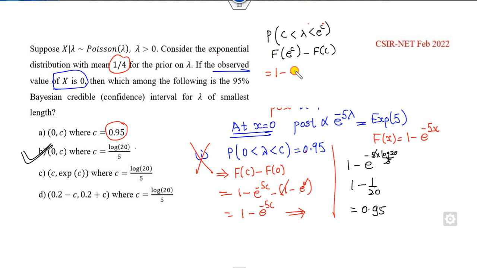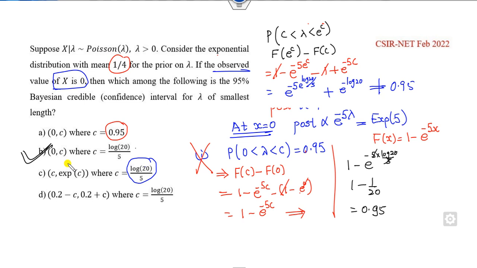I can write this as e raised to power minus 5 times (e raised to power c minus 1) plus e raised to power minus 5c. Fine. Now if c is equal to this, if I substitute here, it is e raised to power 5 e raised to power log 20 divided by 5 plus e raised to power minus log of 20. Clearly this says that it is not 0.95, because this number plus this number will not be 0.95.